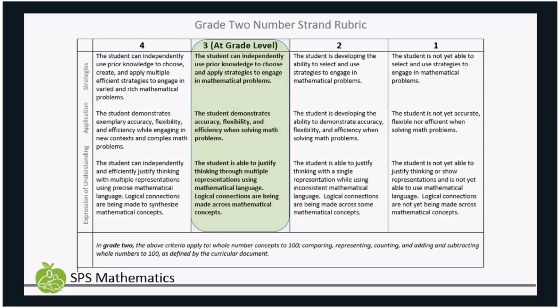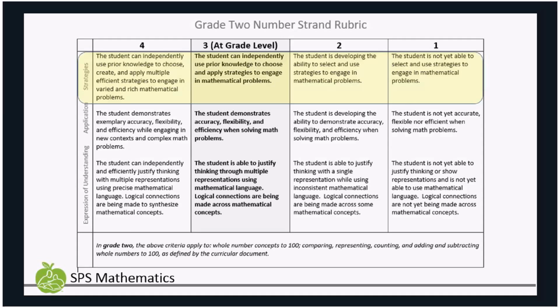As we continue looking at the rubric, we can also see that there are 3 different areas for us to focus on, and those run across the columns. The first one is strategies, and strategies are the methods that students employ when they're solving problems or completing mathematical tasks. So we want to think about how our students are using the strategies that they know as they engage in mathematical tasks, and we can see how that progresses from level 1 all the way to level 4.